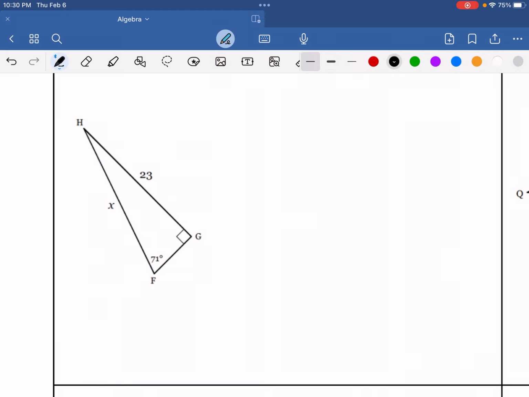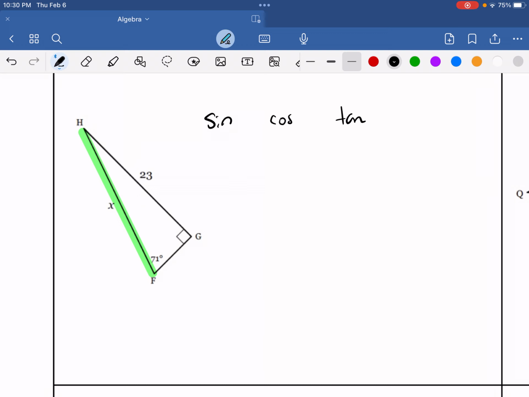This is a normal problem. How can I tell that this is a regular trig problem? Because you're asked to find a side. When you're finding a side, then you're using the normal trig functions. So sine, cosine, or tan.